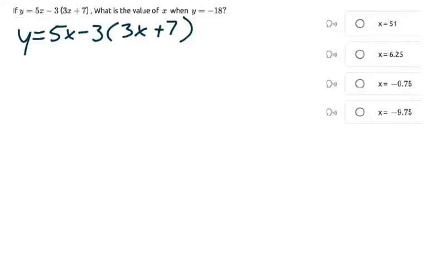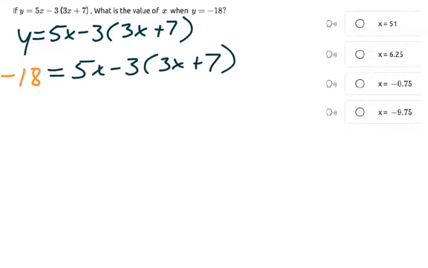So go ahead and write it out. You've got it written out on your answer sheet real quick. y equals 5x minus 3 times the quantity 3x plus 7. And then what you want to do after that is substitute. I took out the y right there and put in negative 18, and then we can solve. So now it turns into negative 18 equals 5x minus 3 times the quantity 3x plus 7.